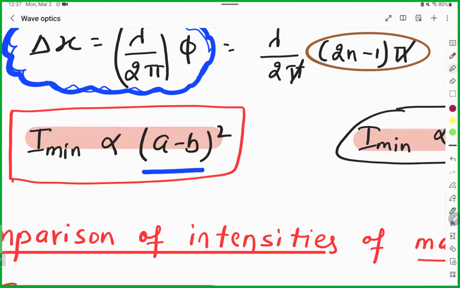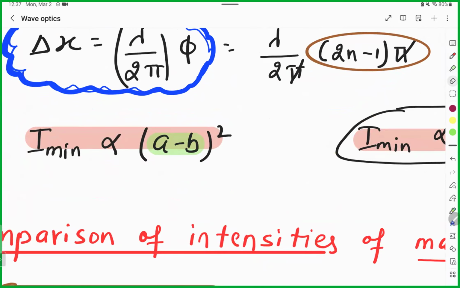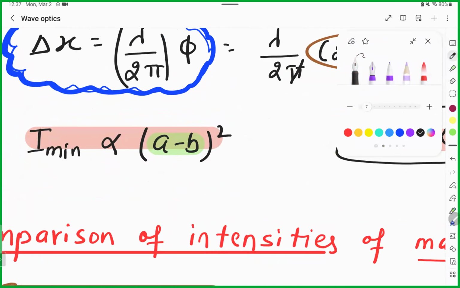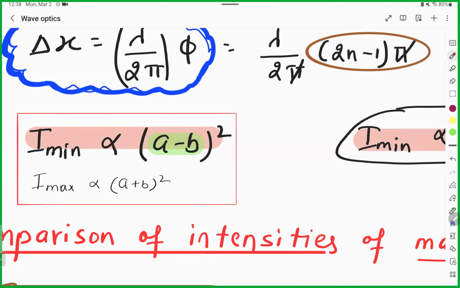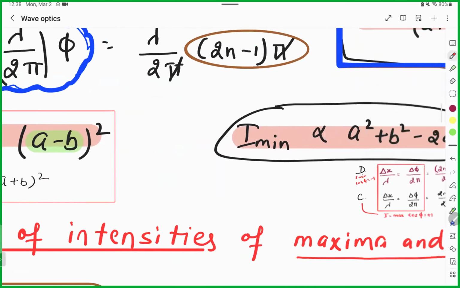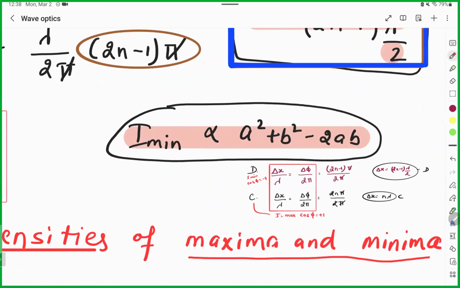You know, in constructive, both the values were added, maximum value. For minimum, you will subtract, a minus b. So you can compare with this maximum, because it is better you do more and more comparison. So here, if you take I maximum value, it will directly depend on (a plus b) whole square. Correct? It will depend upon the plus sign in case of maximum. Minimum, minus. Same thing here. In minimum, a square plus b square minus 2ab.